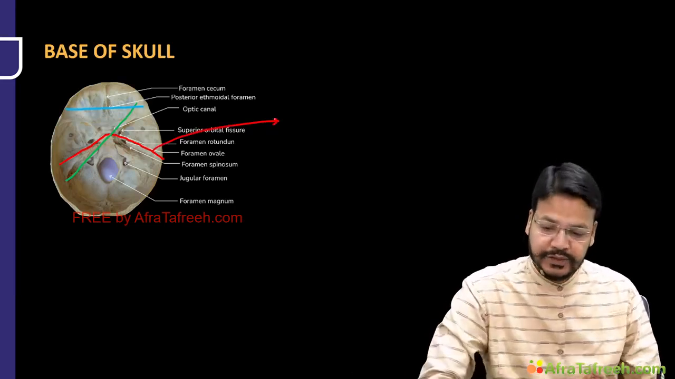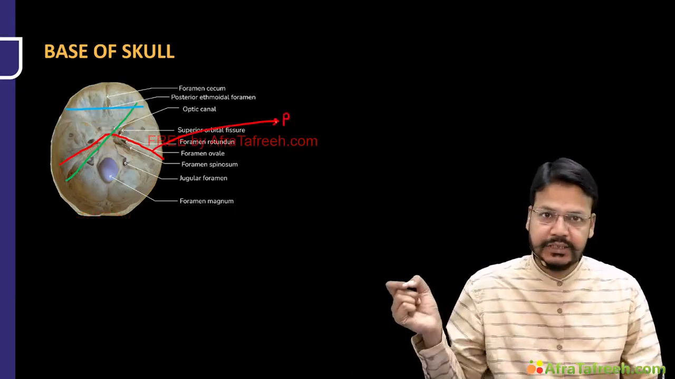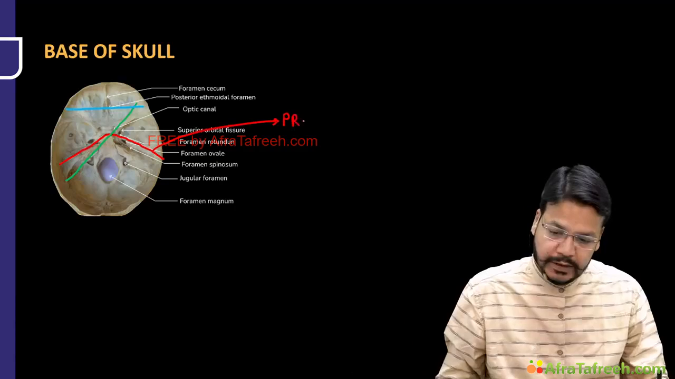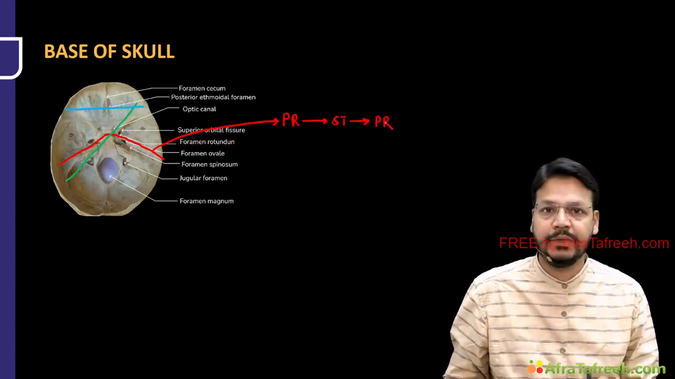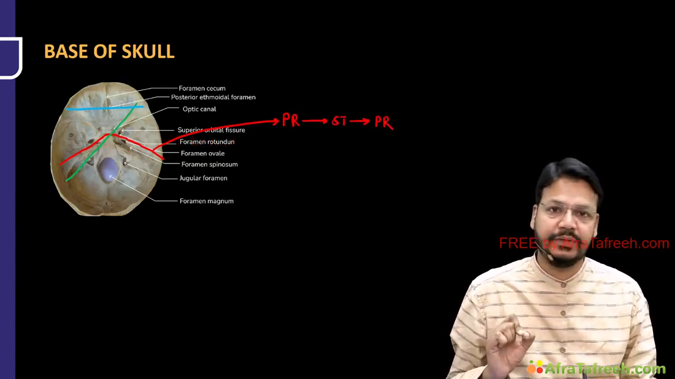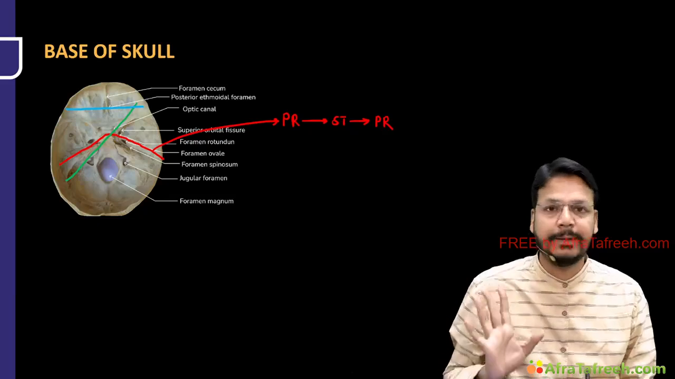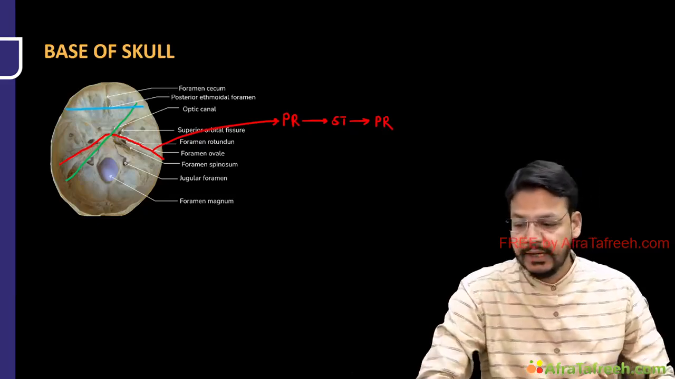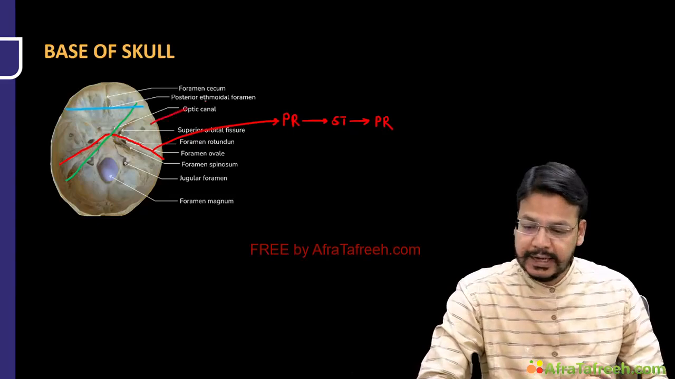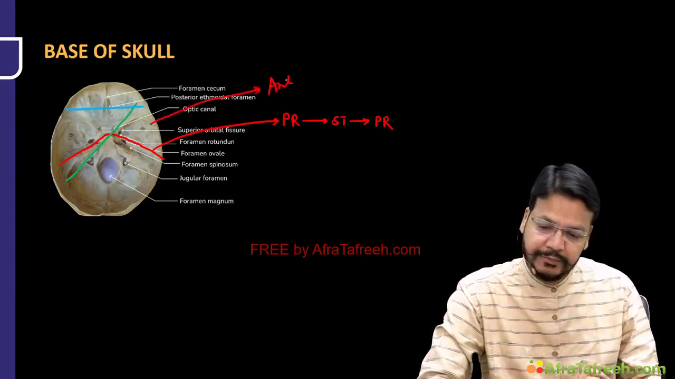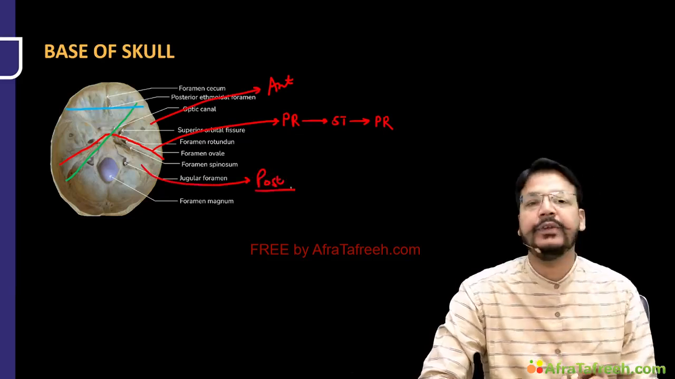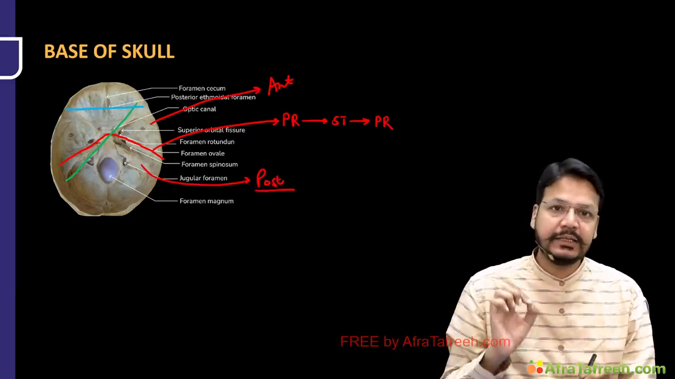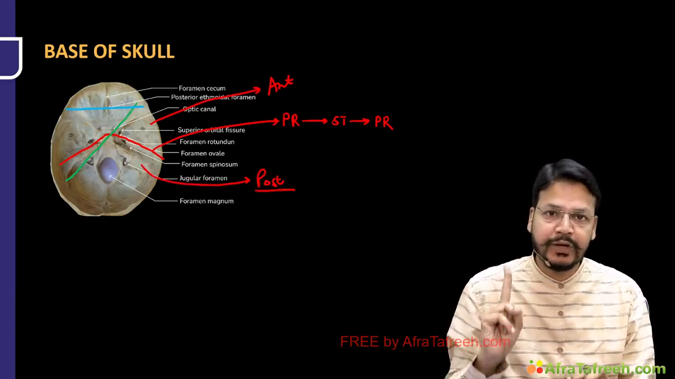The red line starts from one side of the petrous ridge, then goes to the sella turcica, then goes to the other side, the other petrous ridge. So this is known as motorcyclist fracture, hinge type 1. It divides the skull into an anterior half and a posterior half. So this I discussed as a motorcyclist fracture. It's a hinge type 1 fracture.